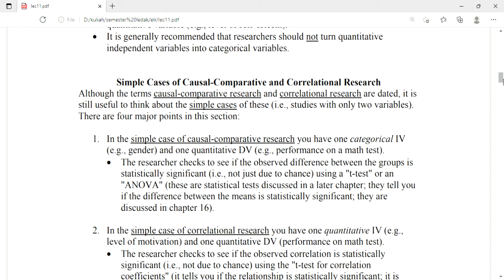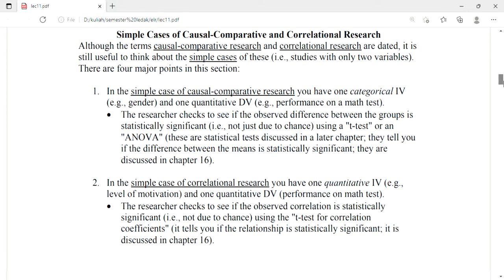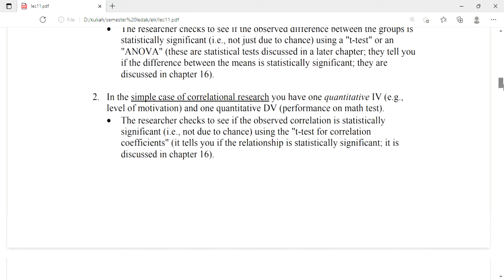So we move to simple cases of causal comparative and correlational research. The first one is the simple case of causal comparative research. You have one categorical independent variable, for example, gender, and one quantitative dependent variable. The second one, in the simple case of correlational research, you have one quantitative independent variable, level of motivation, and one quantitative dependent variable, performance on math tests.